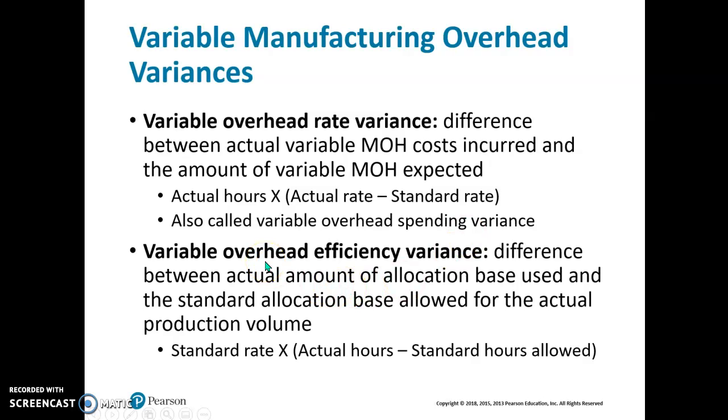Now for efficiency variance, that's the difference between the actual amount of allocation base used and the standard allocation base used for the actual production volume. Okay, remember it really is a flexible type variance. So this would be your standard rate times the difference between actual hours minus the standard hours allowed.